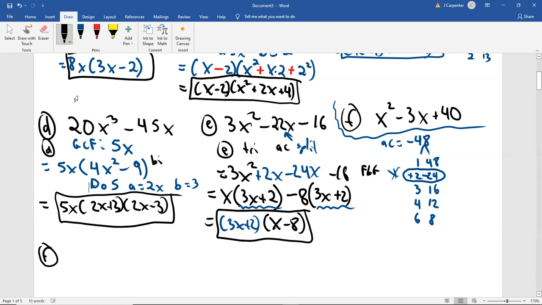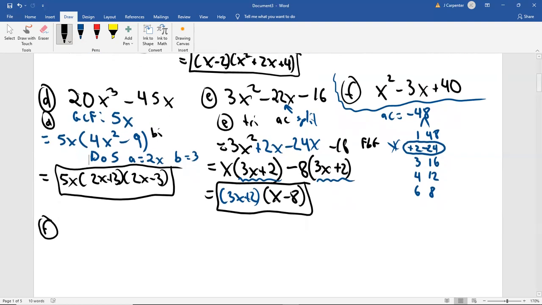Finally, x squared minus 3x plus 40. Well, that's a trinomial with no GCF. The leading coefficient is a 1, so we're going to try the shortcut method. So we just take the 40. We list the factor pairs of that. 1 times 40, 2 times 20. 3 won't go in, 4 will go in 10 times, 5 will go in 8 times, 6 and 7 won't go in, 8 would be a repeat, so there we are.